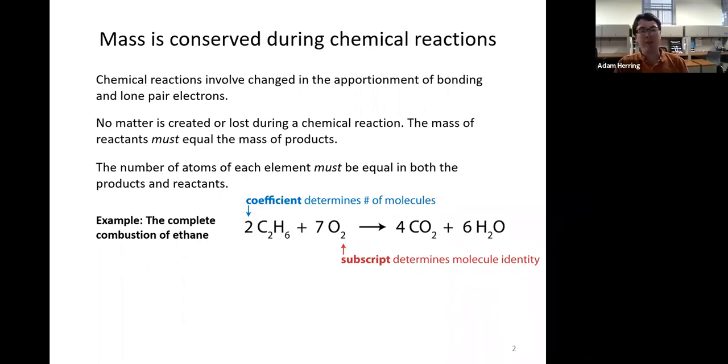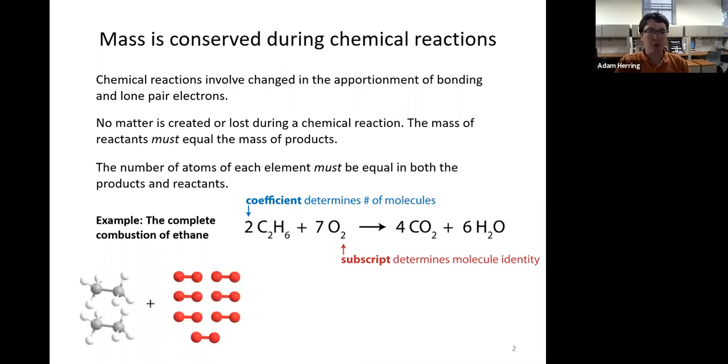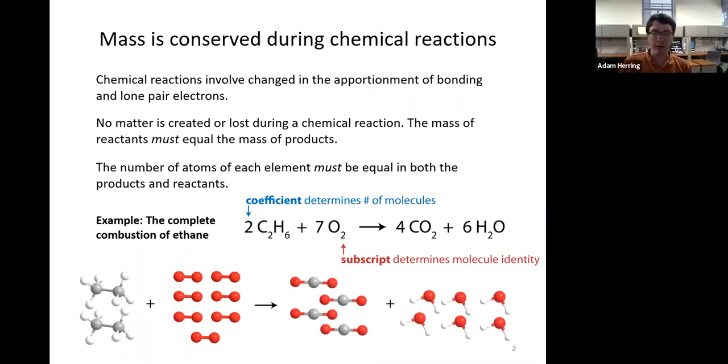When you count up the number of each element, you can see that we have 4 carbons as a reactant, 4 carbons as our product. Carbon is indicated here in gray. Hydrogen is white, and there are 12 total hydrogens in the reactants. There are 12 in the products. And oxygen is red. There are 14 oxygen atoms total, both on the reactant and the product side. So this is called the law of conservation of mass, and it's important to understanding how to balance chemical equations.